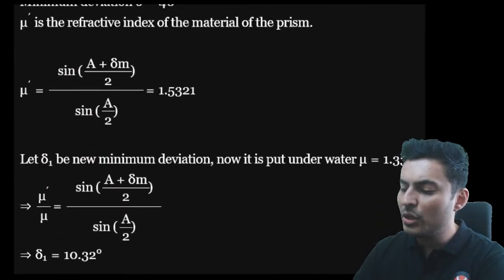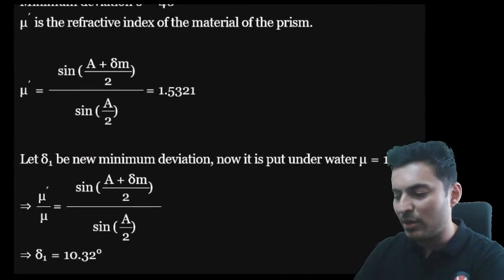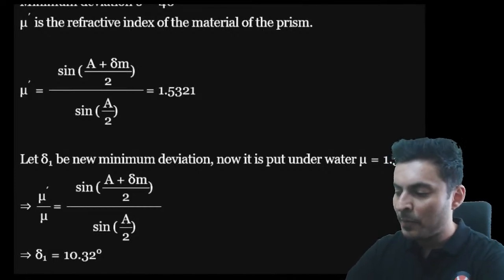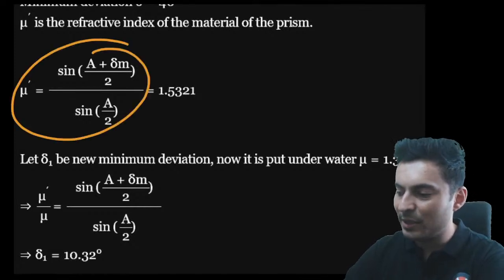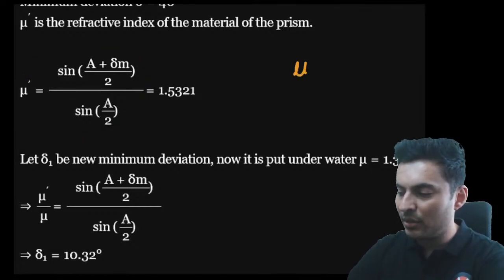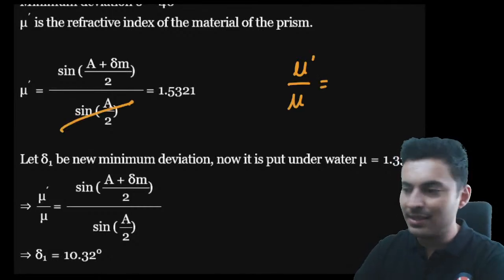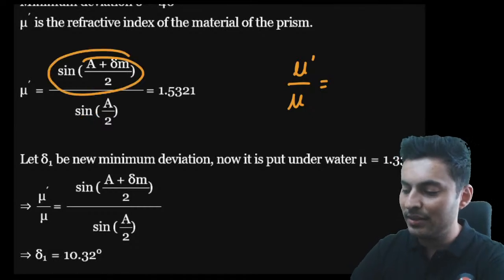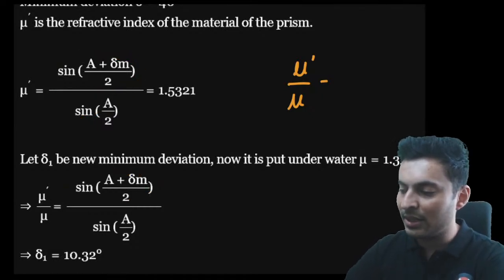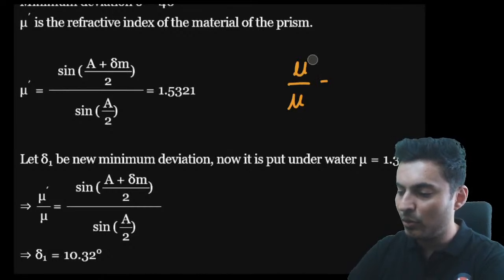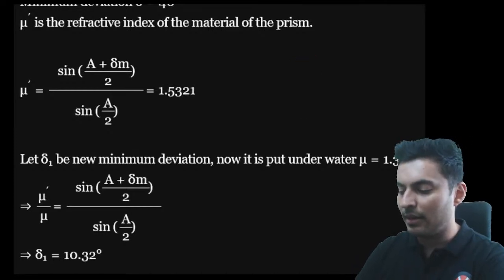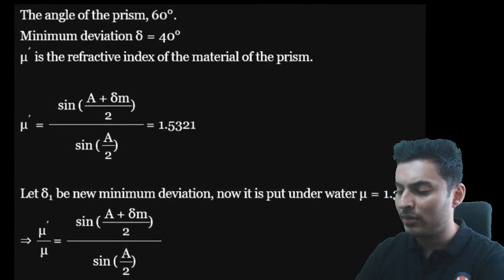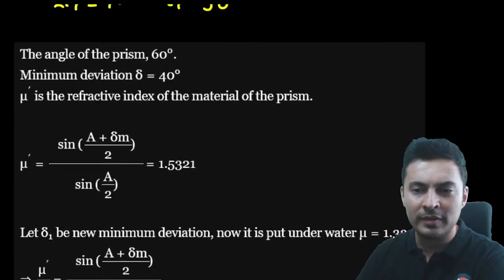For the new thing, you can use even this formula, guys, which you would have already studied, where the refractive index is nothing but sine of (A plus delta) by 2 by sine of A by 2. So if you take the old one and the new one and divide it, then this term will get cancelled because the angle of prism has not changed. Only this term will remain. That is what you actually see over here. And you can easily derive the new angle of deviation.